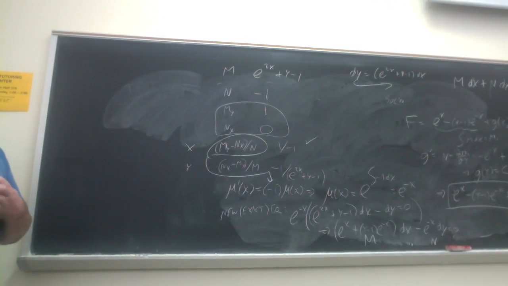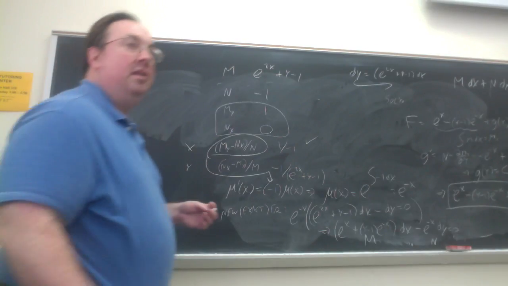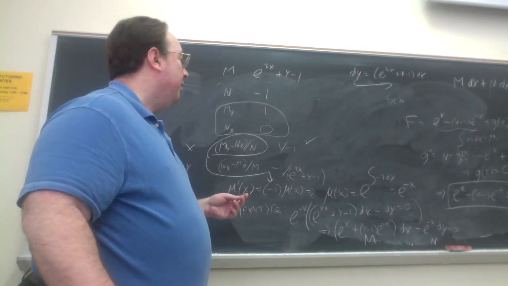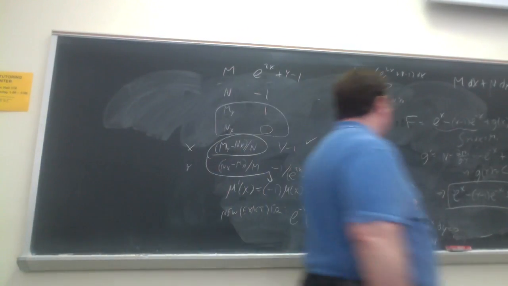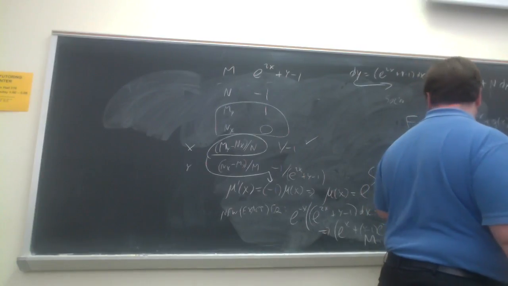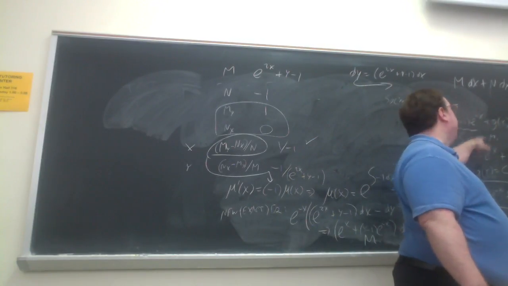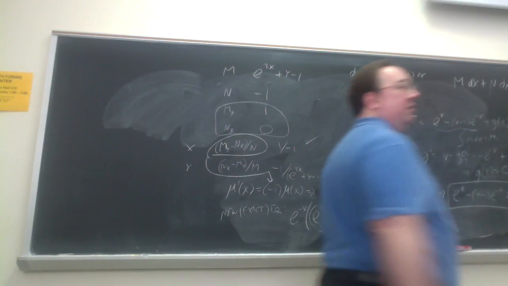So you just take M and then add g of y to it? Well, what happens is I take my M and I integrate it with respect to x. Then I add g to it.